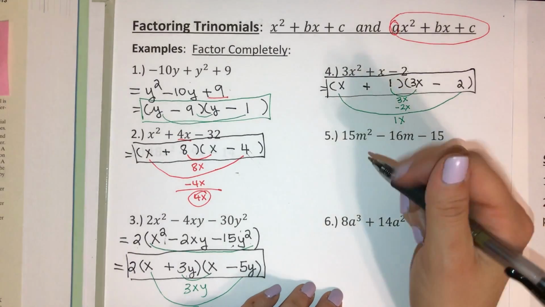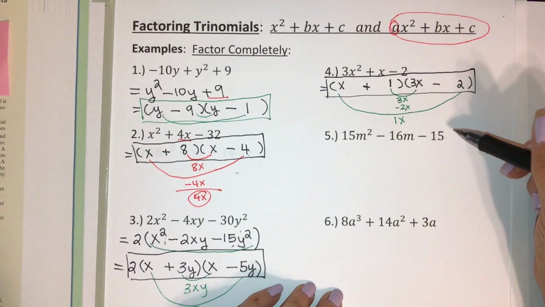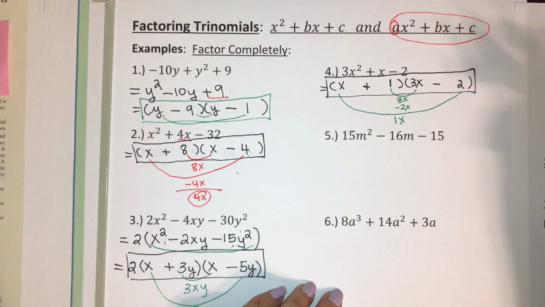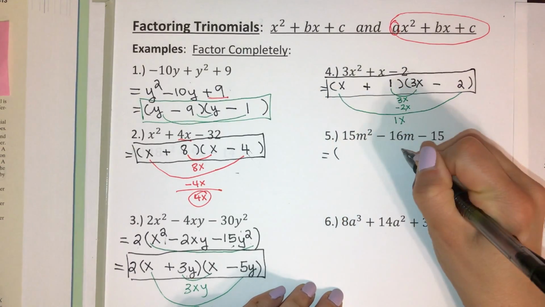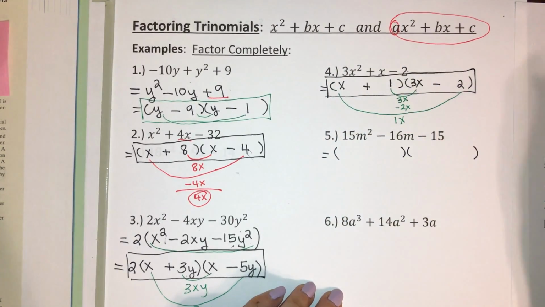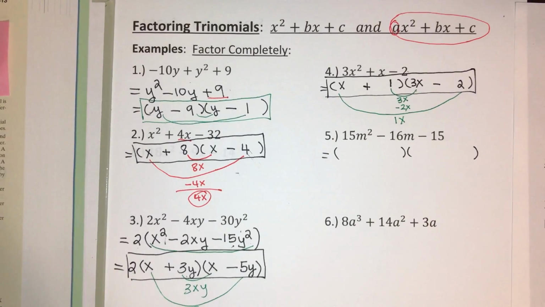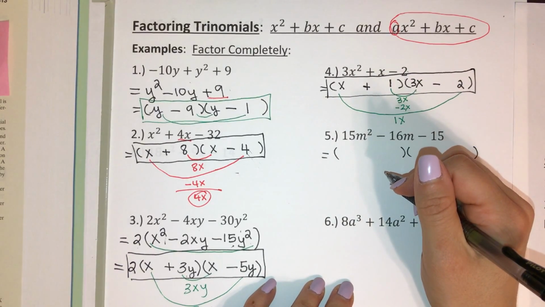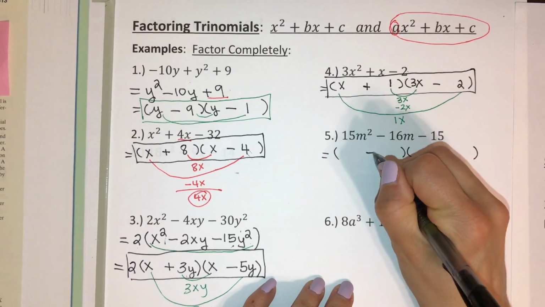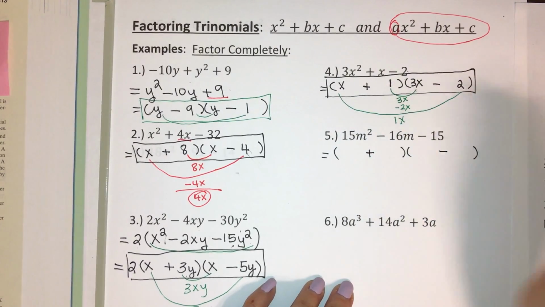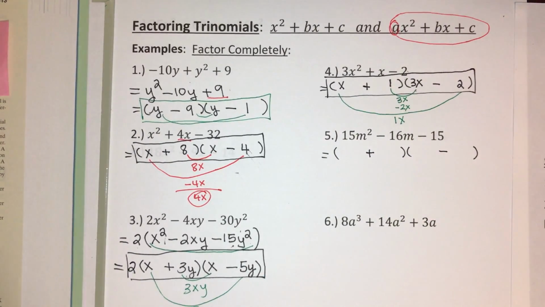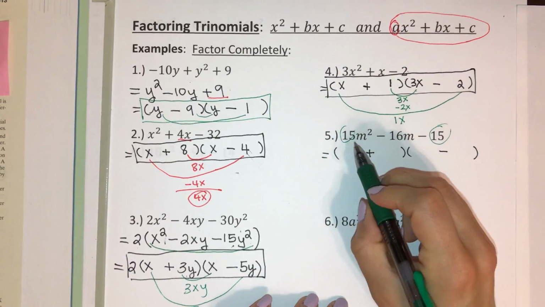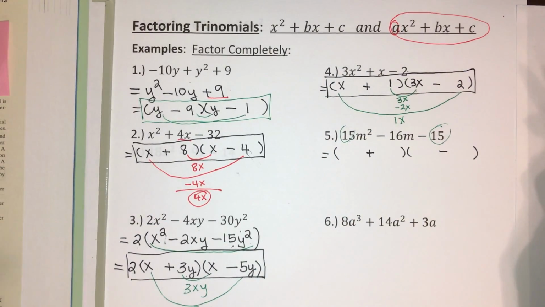Let's take a look at number 5. And so the order for this one is correct. There is no GCF, and so I just directly skip to writing 2 parentheses. The signs will be opposite for this problem as well, and so I know they'll be opposite, so plus minus, and we have to look at factors of 15 and 15, the first and the last factors of both.